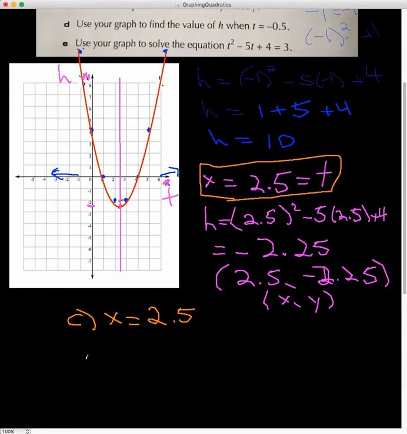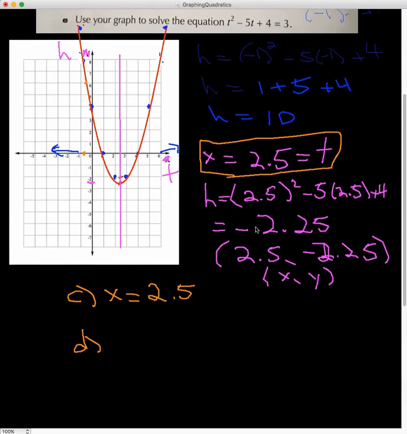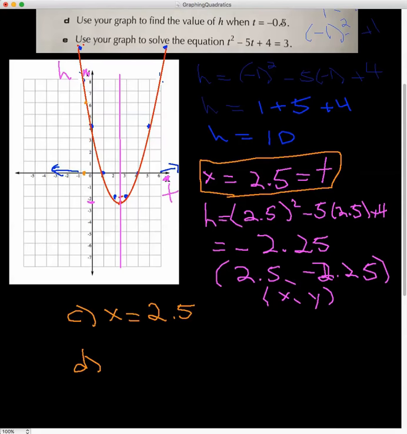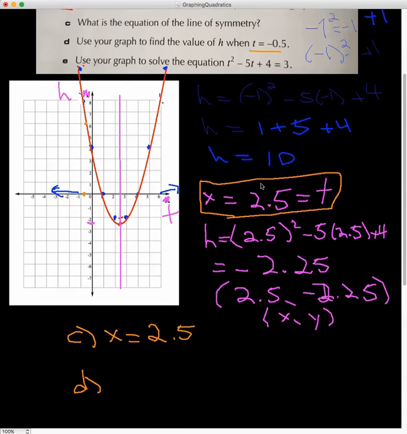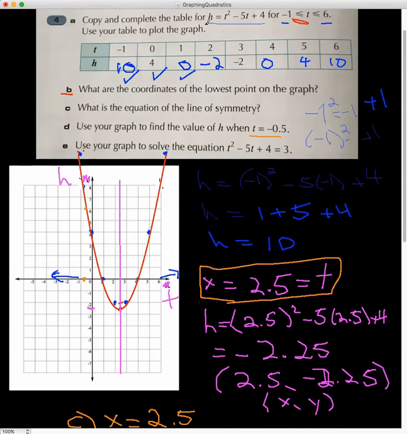Part D, it says use your graph to find the value of h when t is negative 0.5. So if I look at negative 0.5, it's roughly around here, isn't it? So if I go up, you should get maybe around 6 if it's quite accurate. And then you can always check with your calculator by inserting the point negative 0.5 into the original equation here.